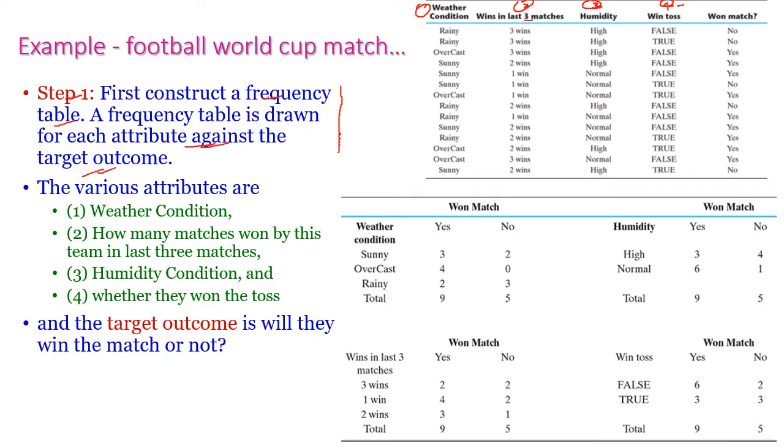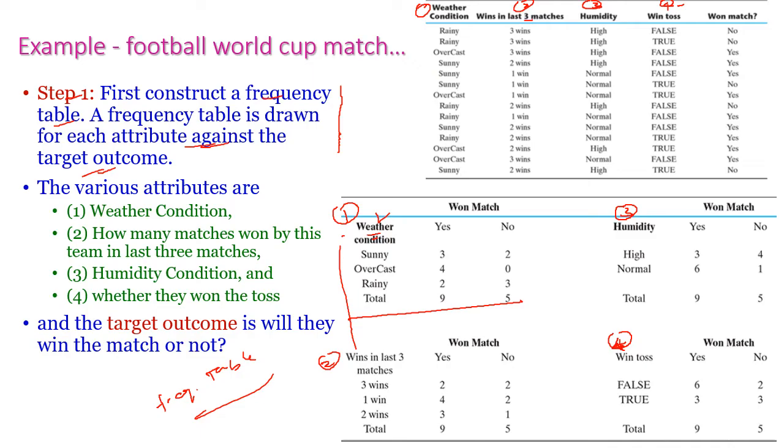So this is the frequency table for weather condition, then wins in last 3 matches, the third one is humidity, and the last one is win toss, true or false. So these are the frequency tables for all the given 4 attributes. First let us see how to construct the frequency table for weather condition.